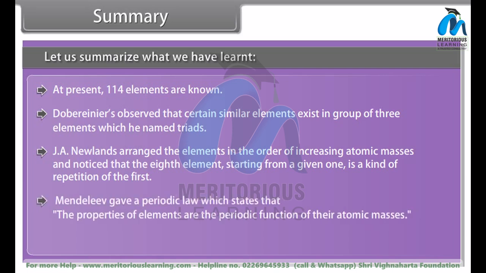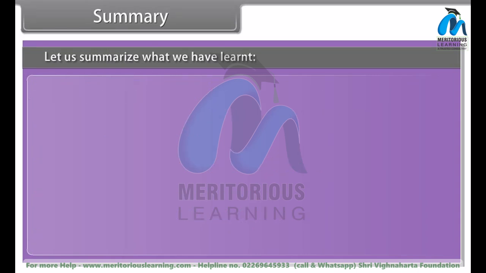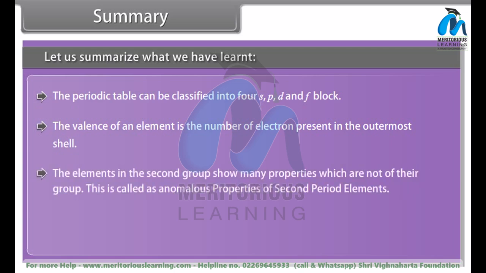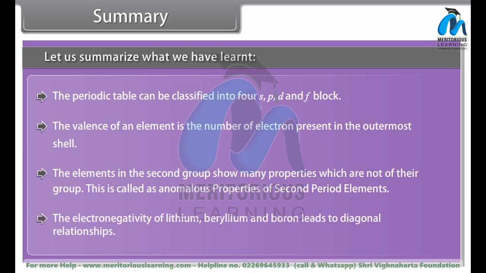Mendeleev gave a periodic law which states that the properties of elements are a periodic function of their atomic masses. The present form of the periodic table is the long form. The periodic table can be classified into 4 blocks, that is s, p, d and f block. The valency of an element is the number of electrons present in the outermost shell. The elements in the second period show many properties which are not like those of their group. This is called anomalous properties of second period elements. The electronegativity of lithium, beryllium and boron leads to diagonal relationships.